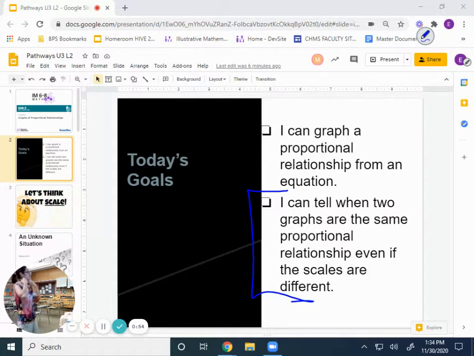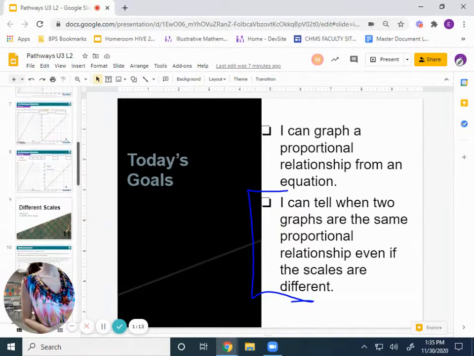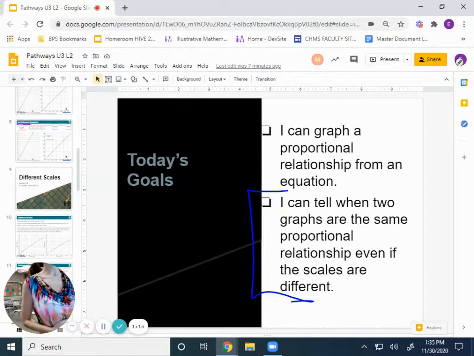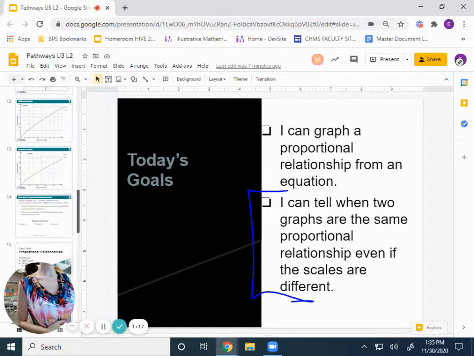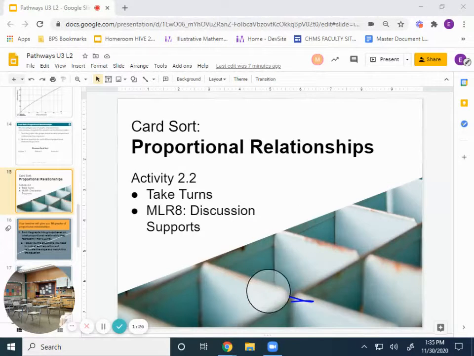So we're going to be looking at a bunch of different graphs, and we're going to be sorting them by the different relationships and the different scales, the different slopes that they have for each of those graphs. So we went through activity number 1 in class today. We're going to do activity number 2 right now. It is called, not different scales, that's the one we did in class, we're looking at proportional relationships card sort, Activity 2.2.